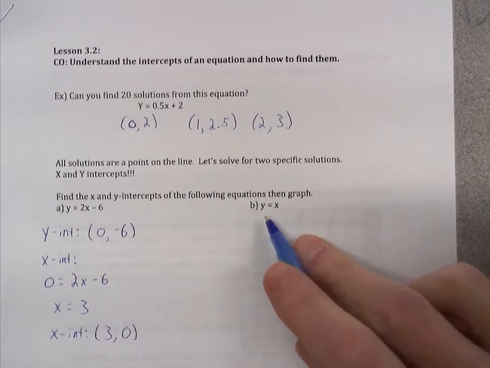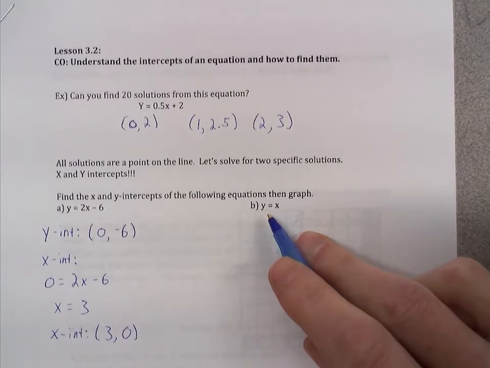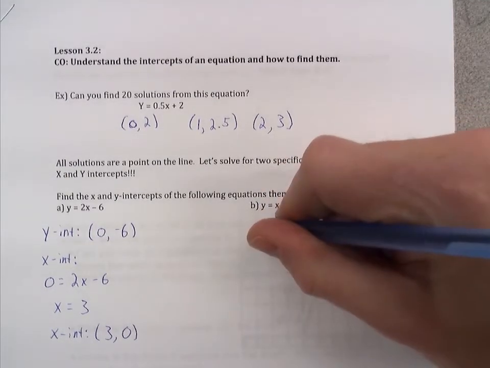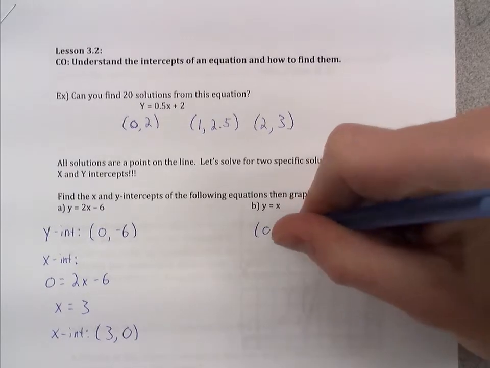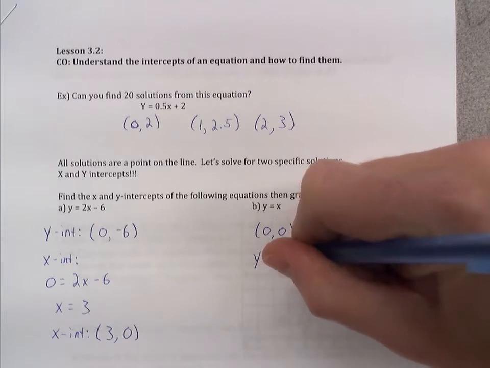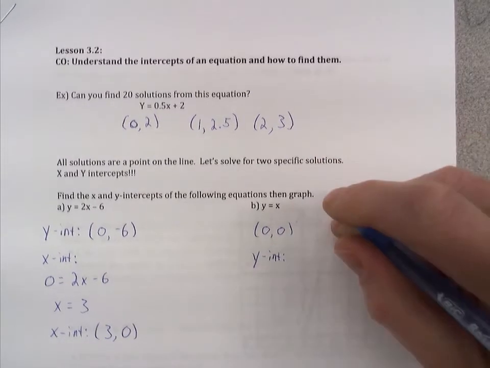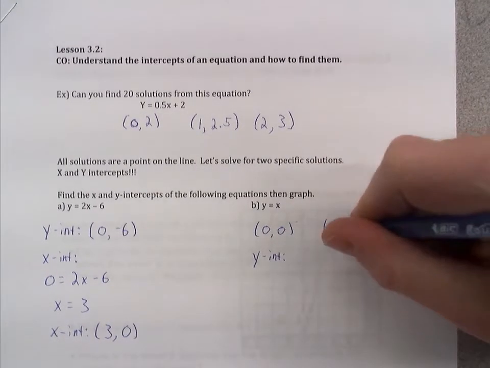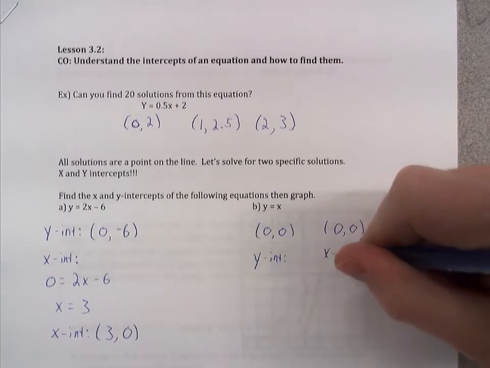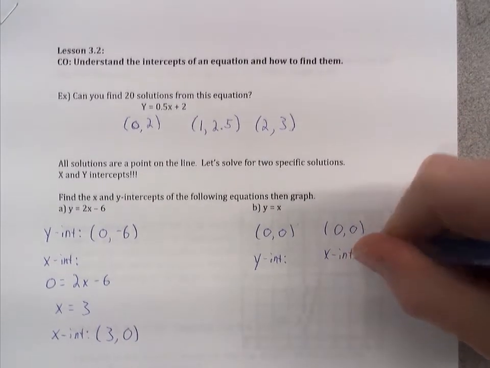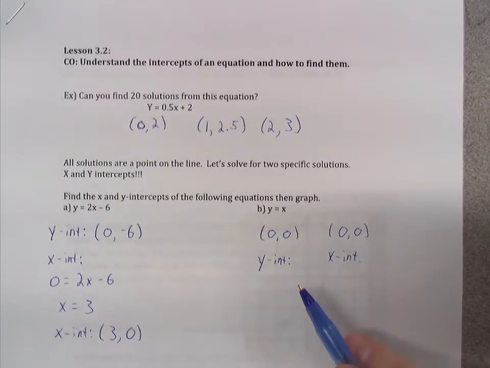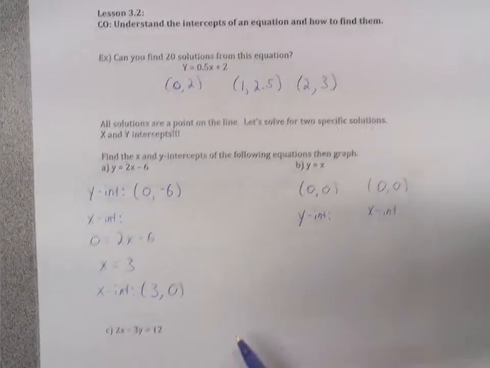Let's look at our next example. This one's a pretty simple one. Y equals x. So if y is always equal to x, then that means that 0, 0 would be the y-intercept, and 0, 0 would also be the x-intercept. They are going to be absolutely the same in this case. Same coordinates are both the x and y intercepts.